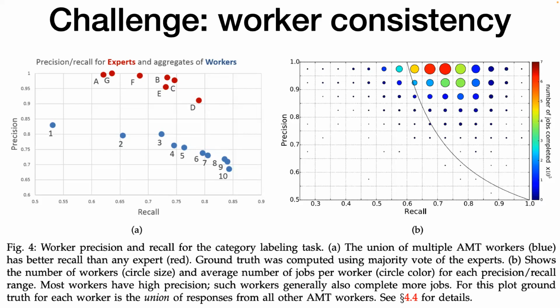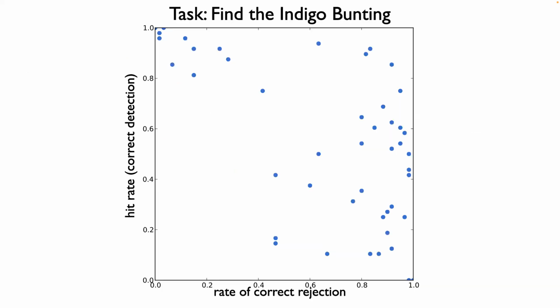The diameter of the dots means how many of them were at that level. So you see that there is a spread, and here is another plot from a different paper. And here the question was a binary classification: is this bird an indigo bunting or a blue grosbeak? And so you see that the correct rejection and correct detection of the annotators, each annotator is a dot, are very different one from the other.